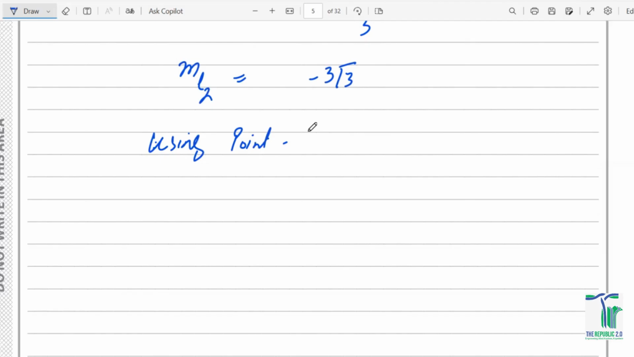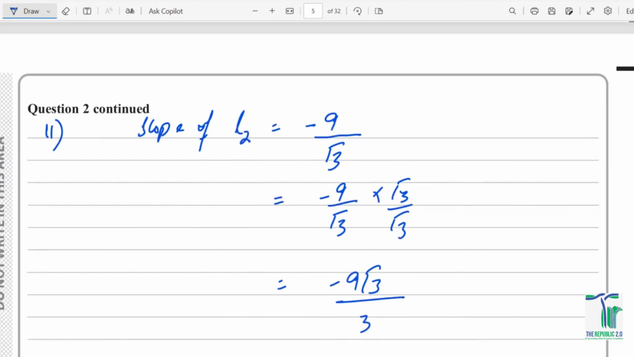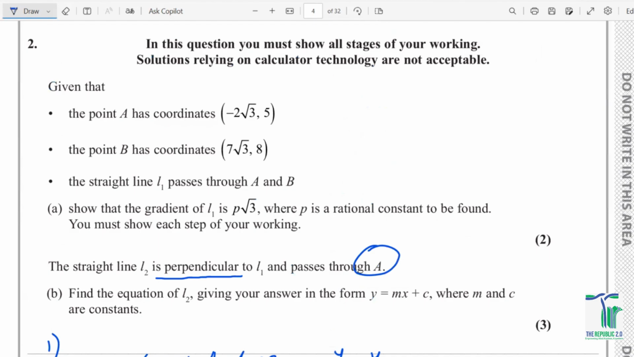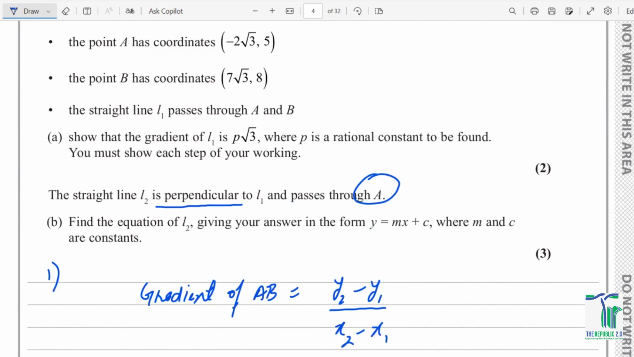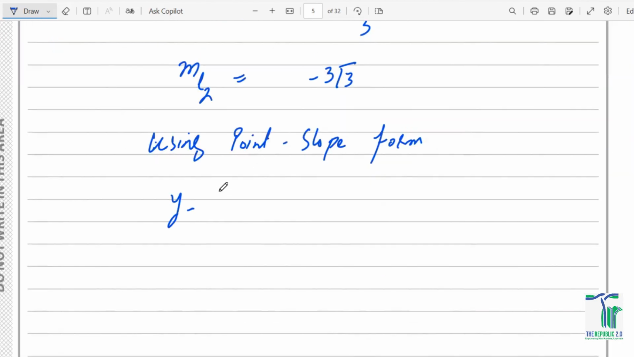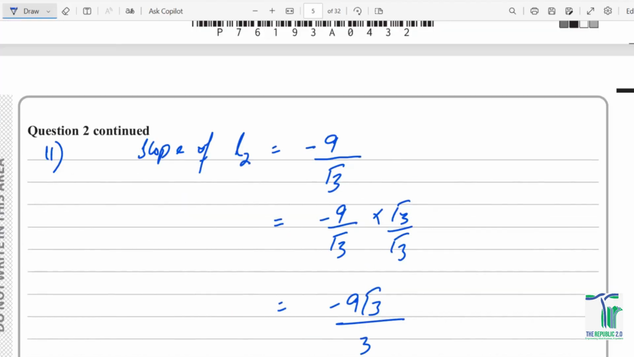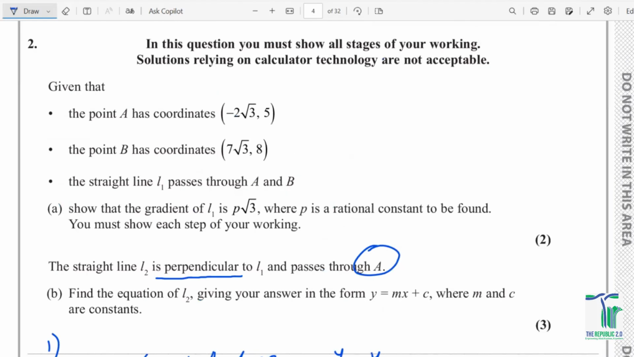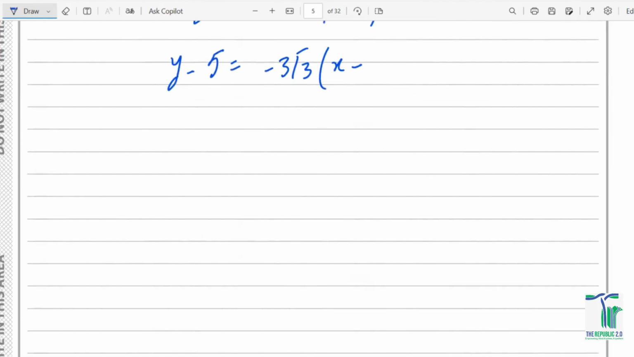So I'm just going to use the point slope form, which was y minus y1. The point is A. And what was your y1? The y1 was supposed to be 5, right? So y minus 5 equals negative 3 root of 3 times x minus x1. What was your x1? It was, I guess, minus 2 root of 3. Yep. So you've got minus 2 root of 3 over here.